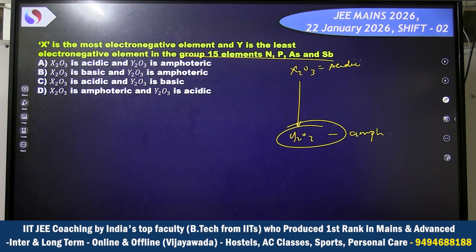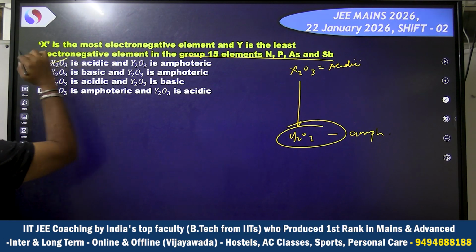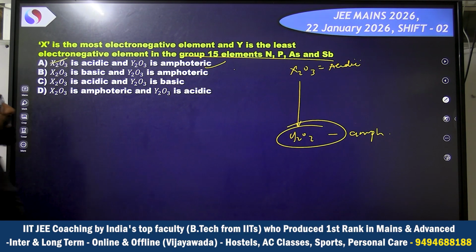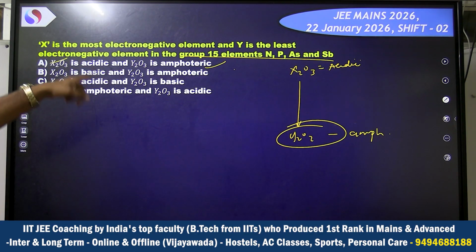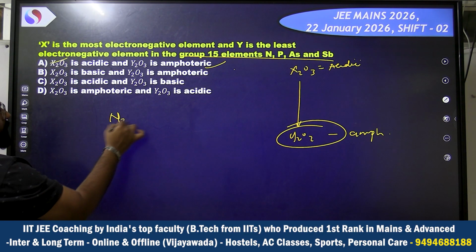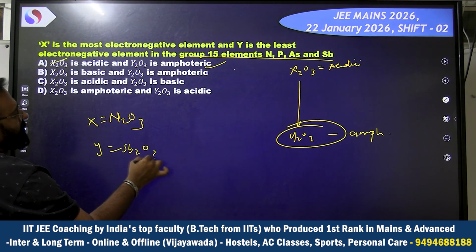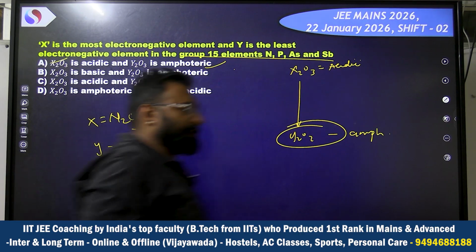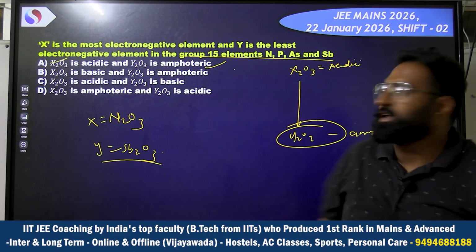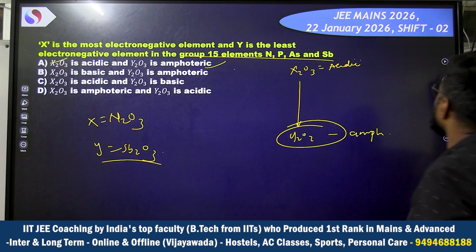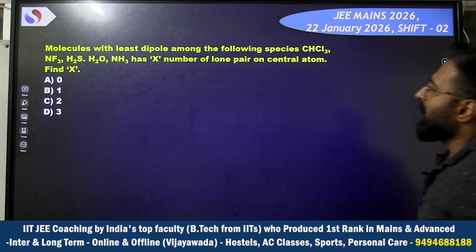So what will be the correct answer? X2O3 is acidic and Y2O3 is amphoteric. So option A is the correct answer. तो यहाँ पे देख लो, N2O3 is the most electronegative, N2O3 is X and Y will be Sb2O3. So Sb2O3 is amphoteric in nature, N2O3 is acidic in nature. Simple question. NCERT straightforward line.